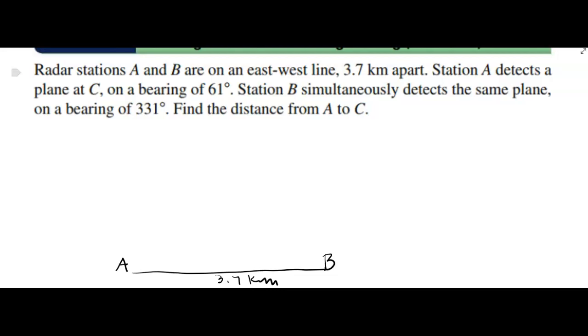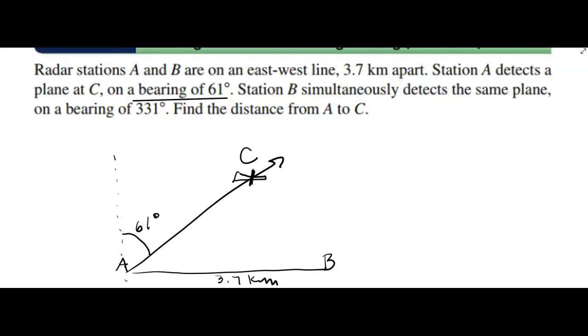Station A detects a plane at C, on a bearing of 61 degrees. Sometimes I'll just use a dotted line to represent the north, and then we're going 61 degrees, so maybe that far. There's a bearing there, and we're seeing an airplane, like that, kind of. That's point C, where the airplane is. And what do we know this angle is? 61 degrees, and that's all we know.